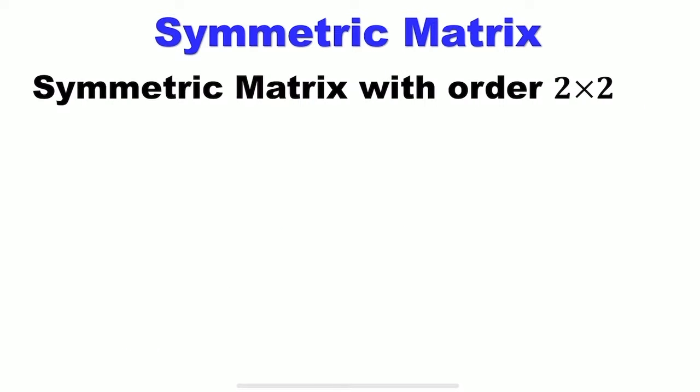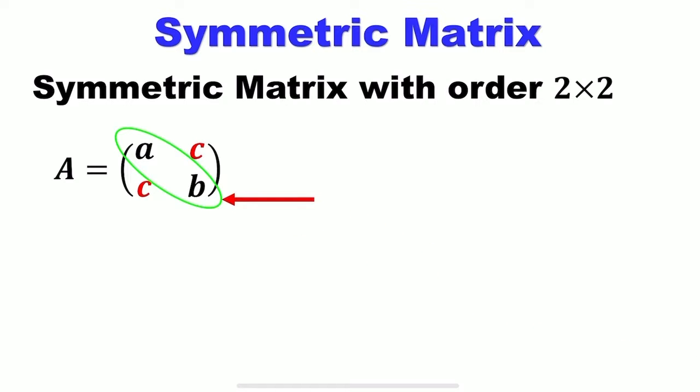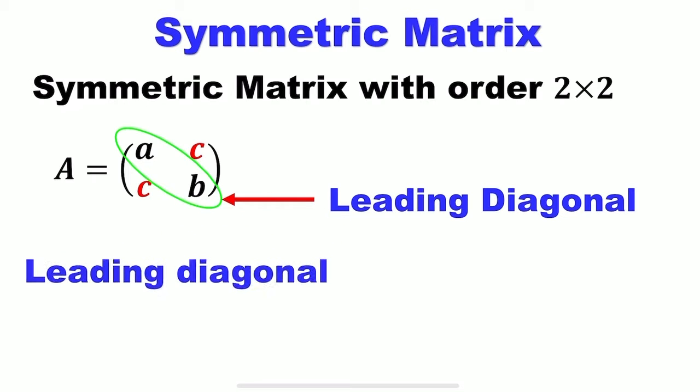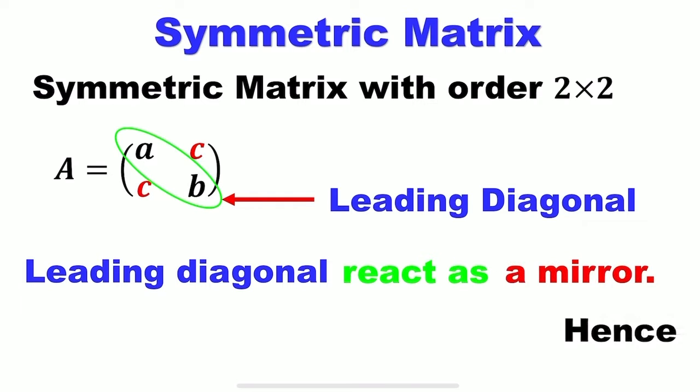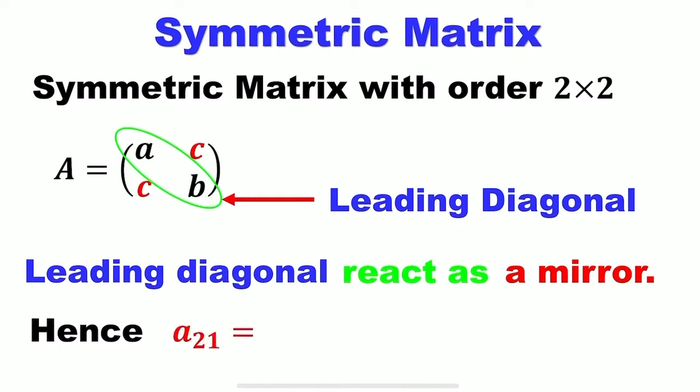So, a symmetric matrix with order 2 by 2. For example, matrix A, where it is [A C; C B], where A and B are the entries on the leading diagonal. The leading diagonal acts as a mirror. Hence, the entry A21 is equal to the entry A12, which is equal to C.